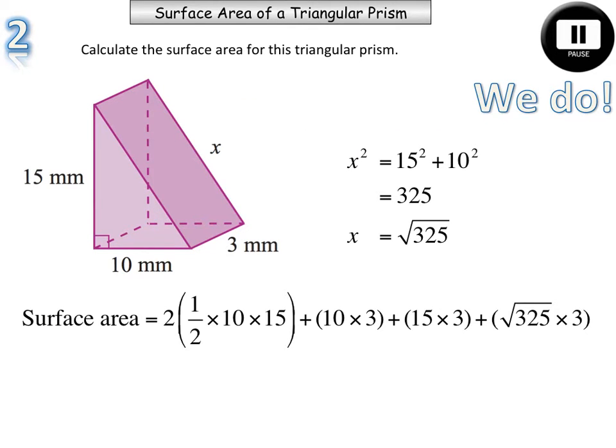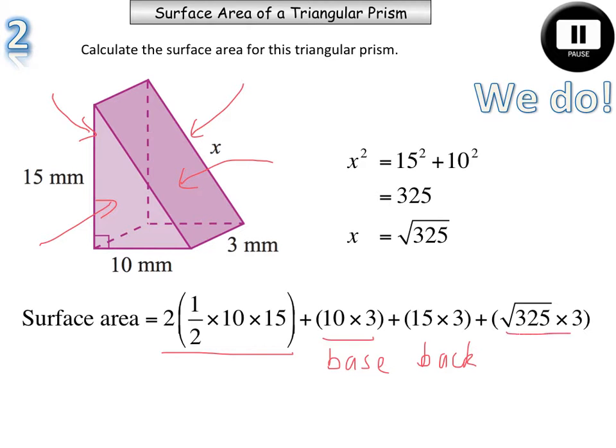Okay, the surface area is the two triangles, the one on the front and the one on the back. We've got 10 times 3, which is the base. We have 15 times 3, which is the back, if I want to call it the back. And we have this particular rectangle, which is the square root of 325 times 3.